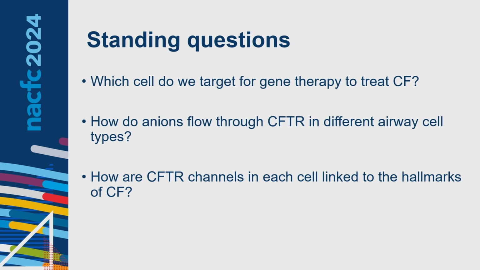But I think really to answer these questions, you need to go to basic science. And so how do ions flow through CFTR in these different airway cell types? And I think we're just at the tip of the iceberg, kind of nodding our heads saying that, well, maybe CFTR just doesn't secrete in airway. Maybe it can do some other stuff. And then the second question is, how do we tie these phenotypes to the hallmarks of CF airway disease?